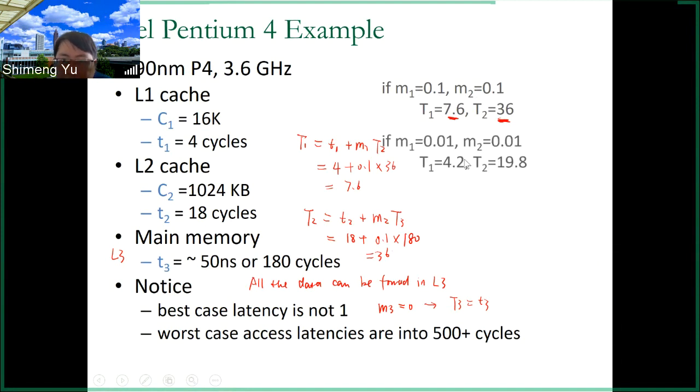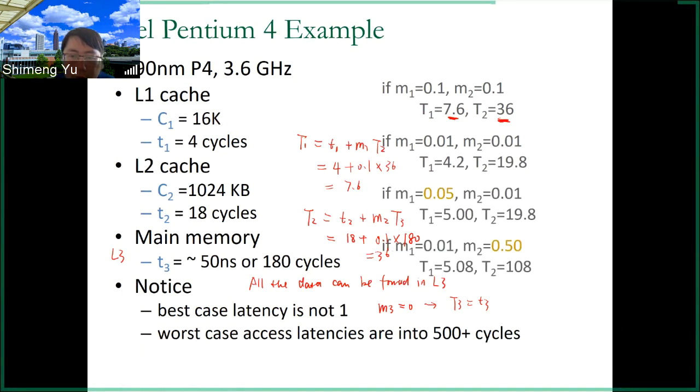So here we can have different scenarios, and then you can redo the calculation. I will skip that. If you reduce the miss rate, then you can improve this. So any questions?